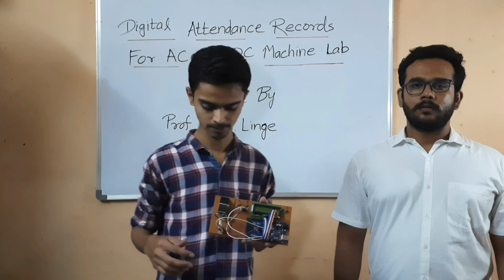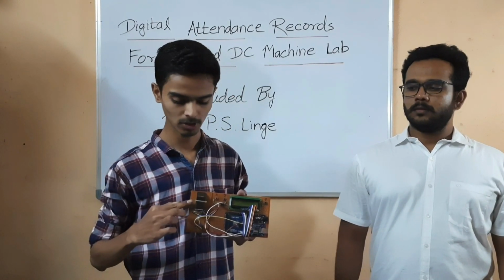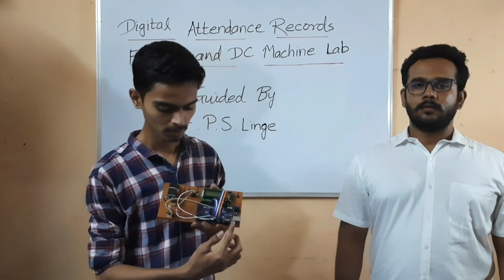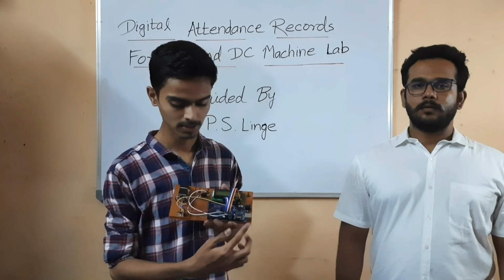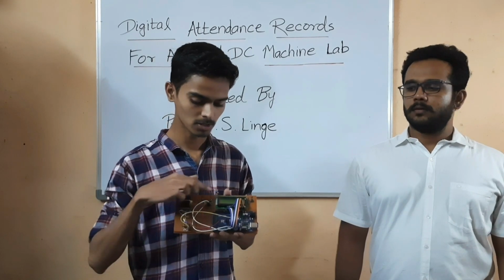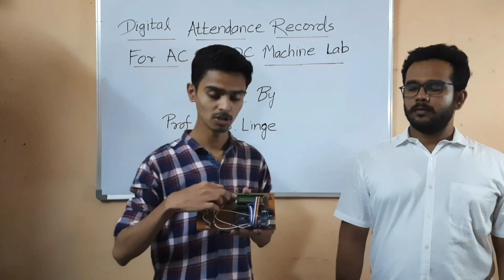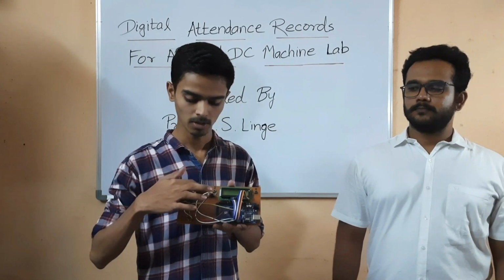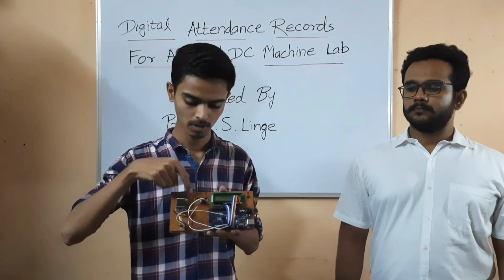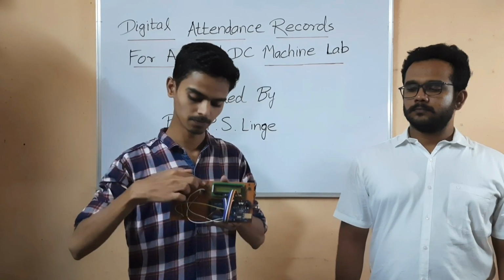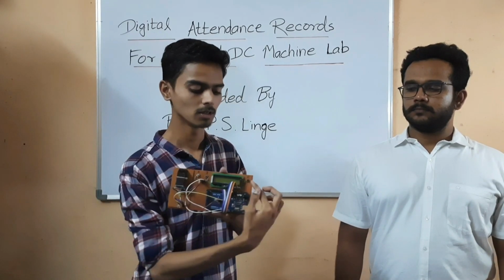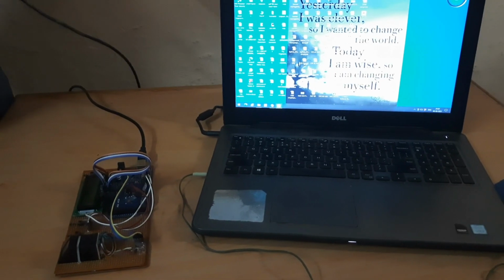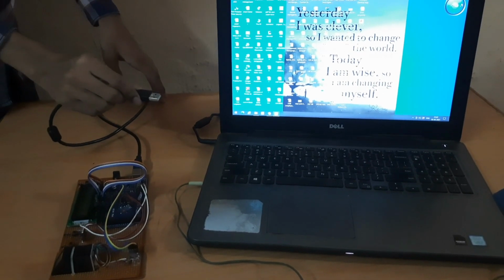This is our project. This is fingerprint module R305. This is Arduino Mega 2560. This is LCD display, 16 columns and 2 rows. There are 3 buttons. First is verifying button, second is install button, and third is delete button. So friends, first step is plugging the device.